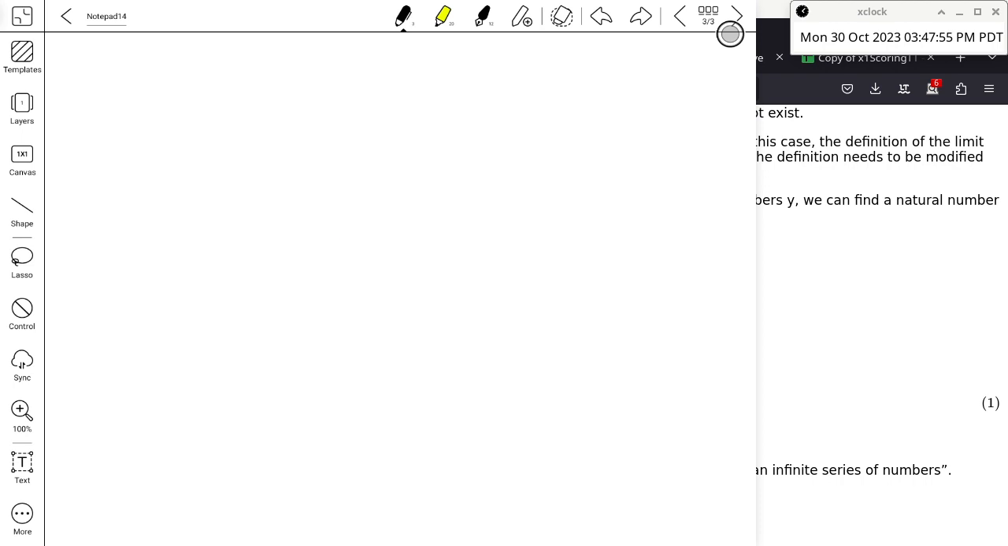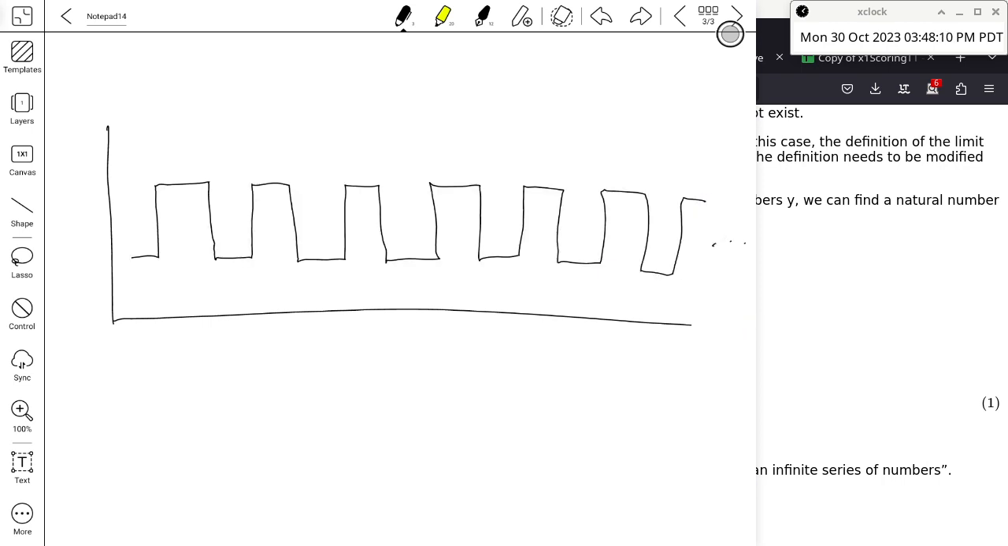All right. So in this case, we have a square wave, ones and negative ones, and it keeps going like this forever. Of course, in this case, I have to give you guys where zero is. This is actually zero.